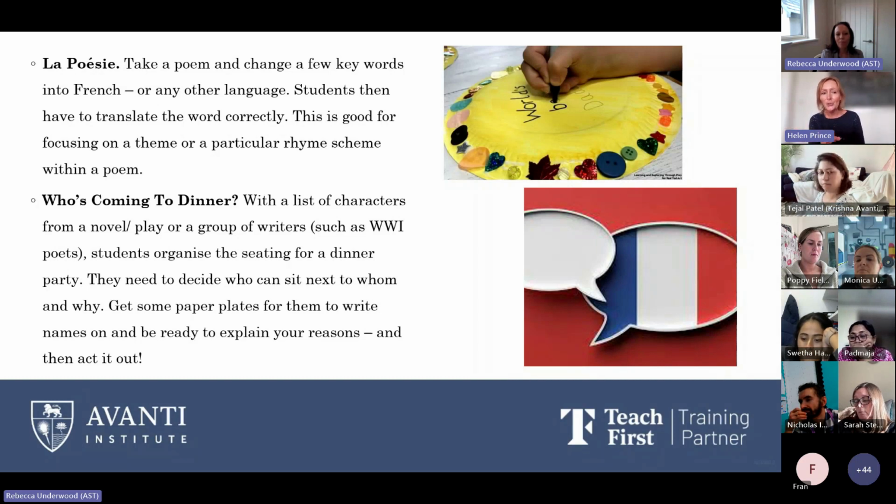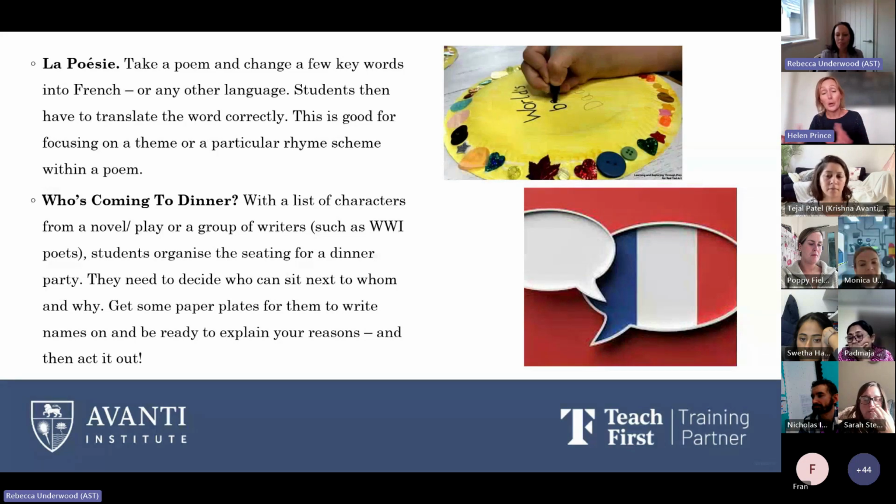Who's going to sit next to who? Get some paper plates to write the names on. They can put out the plates with who's sitting next to who, and then they've got to justify why they're sitting where they're sitting. Then that can work on lots of levels. Anywhere where you've got a bunch of characters together.